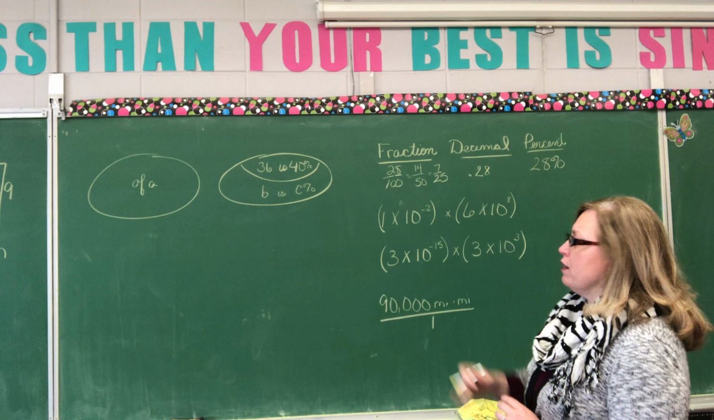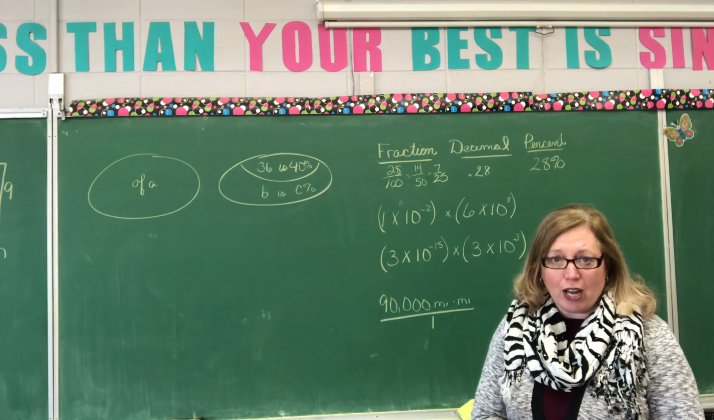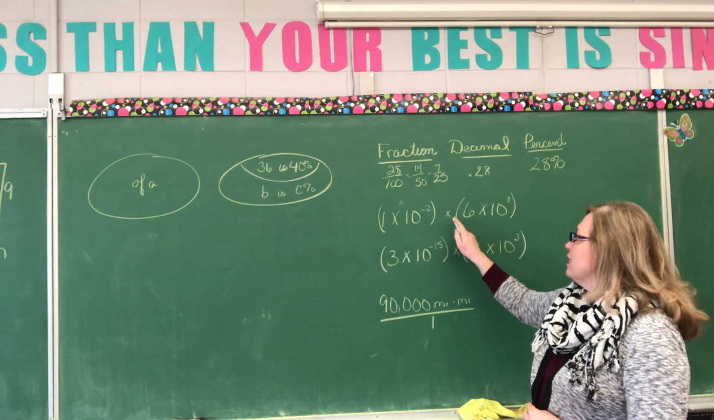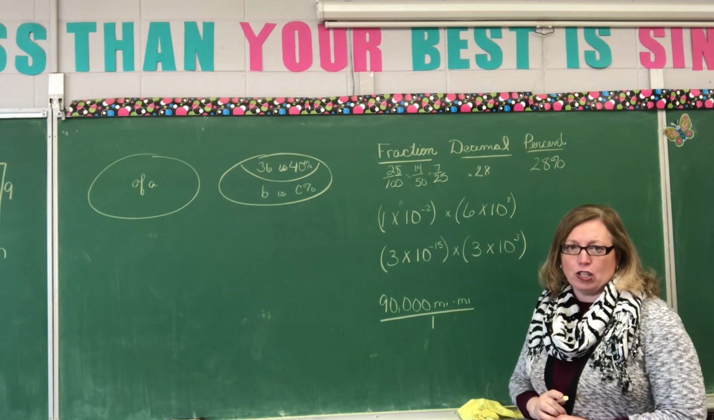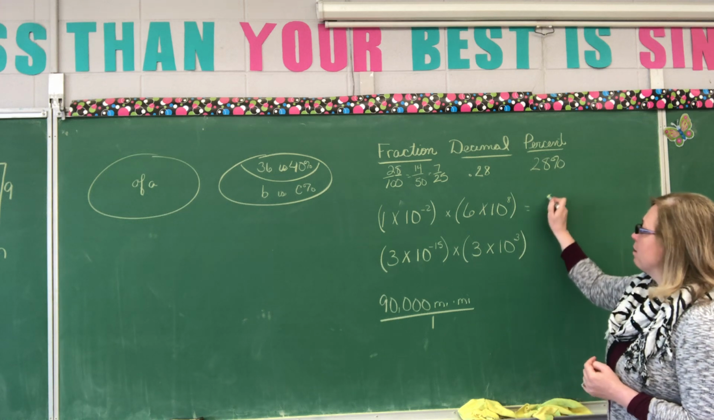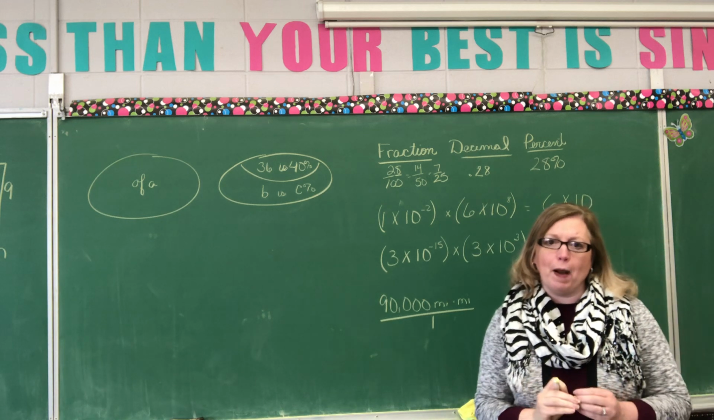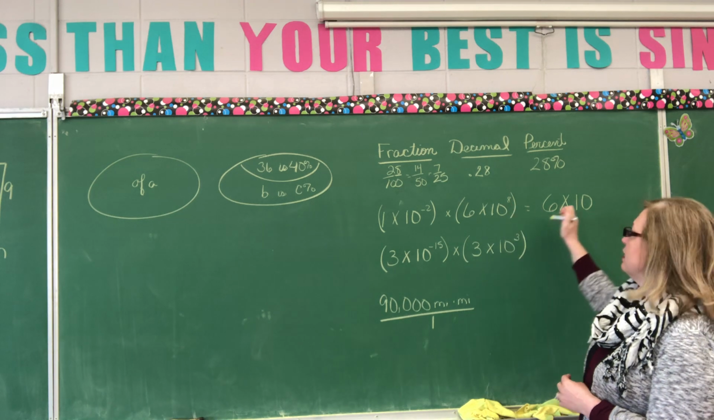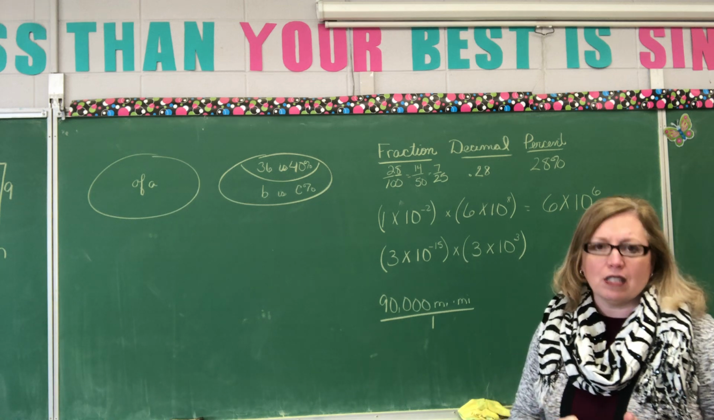Now, let's look at these multiplications of scientific notations. Just a little refresher. We started doing this yesterday. If we have 1 times 10 to the negative 2nd power times 6 times 10 to the 8th power, what's my answer? Step 1, multiply your numbers. 1 times 6 is 6. We're going to multiply that by 10, but to what power? We're going to say negative 2 plus a positive 8 is a positive 6. So my answer is 6 times 10 to the 6th power.